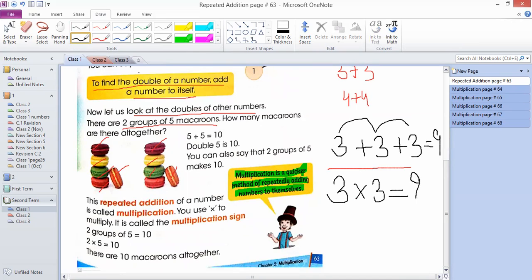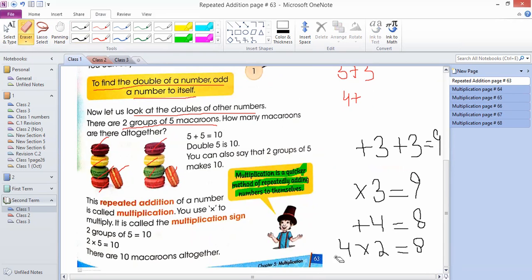Or suppose there are 4 biscuits in one plate, and there are 2 such plates. How many total biscuits are there? 4 plus 4 is 8, or 4 multiplied by 2 is also 8. So multiplication is repeated addition. This is 2 times or 3 times. If I give you the example of, let's suppose, 5 times.